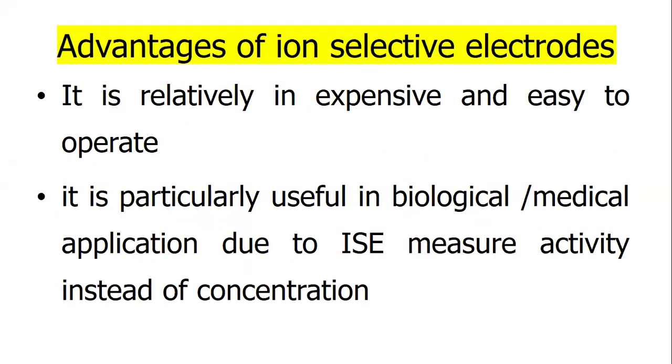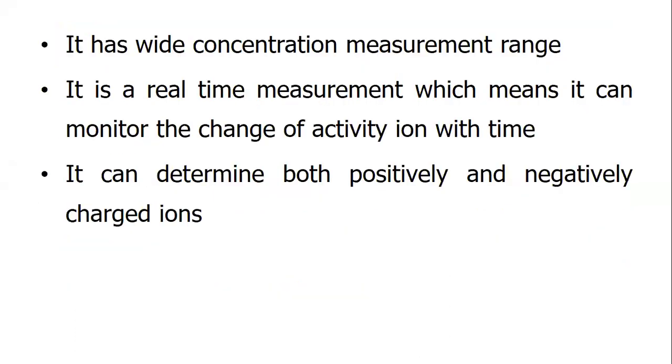Advantages of ion selective electrodes: it is relatively inexpensive and easy to operate. It is particularly useful in biological and medical applications because ion selective electrodes measure activity instead of concentration. It has a wide concentration measurement range. It is a real-time measurement, which means it can monitor the change of ion activity with time. It can determine both positively and negatively charged ions.